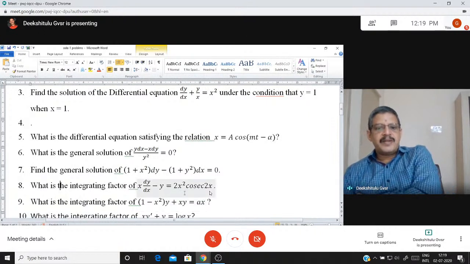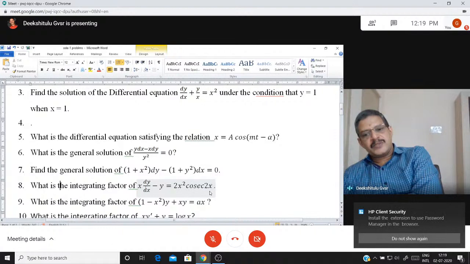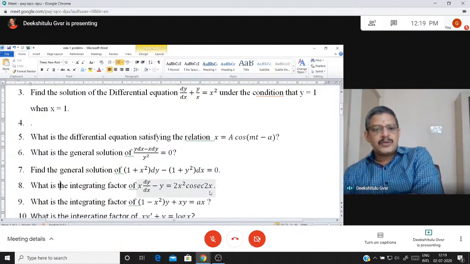For x dy by dx minus y is equal to 2x square, as I said, for equations of this form, first let dy by dx have coefficient 1. So for that you divide throughout by x. So dy by dx minus y by x is equal to 2x. Then e power, what is the p of x here? Minus 1 by x. Minus 1 by x is the p of x. So the integrating factor is e power minus integral 1 by x, that becomes 1 by x.